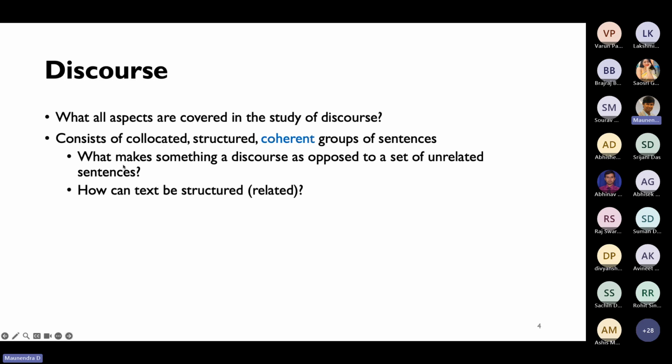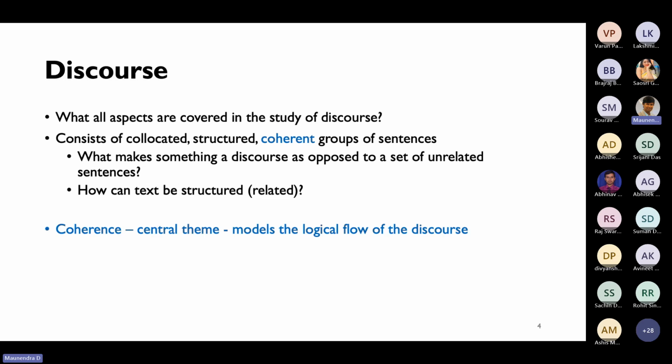Okay. And what makes something a discourse as opposed to a set of unrelated sentences? From that example that we saw, they will focus on certain entities. There will not be a lot of back and forth mentions, and everything should stand together. It should be coherent. So that means there should be some structure, or the way the meaning is flowing, there should be some structure to that. So how to formalize this concept? That again we'll see towards the last part of this topic.